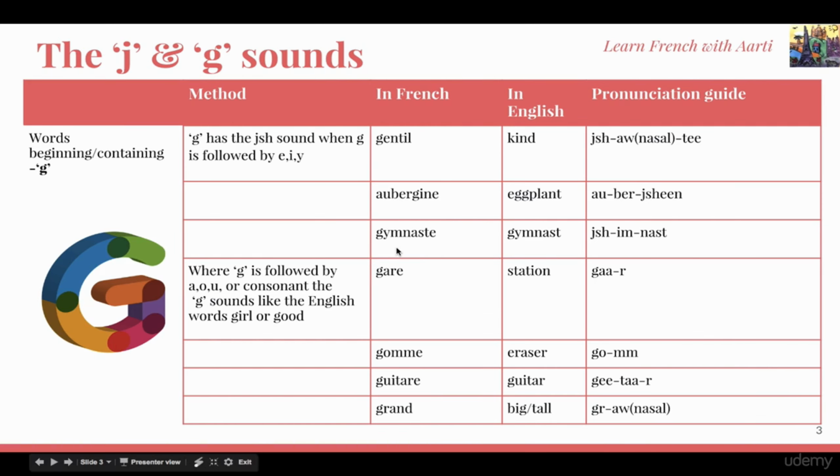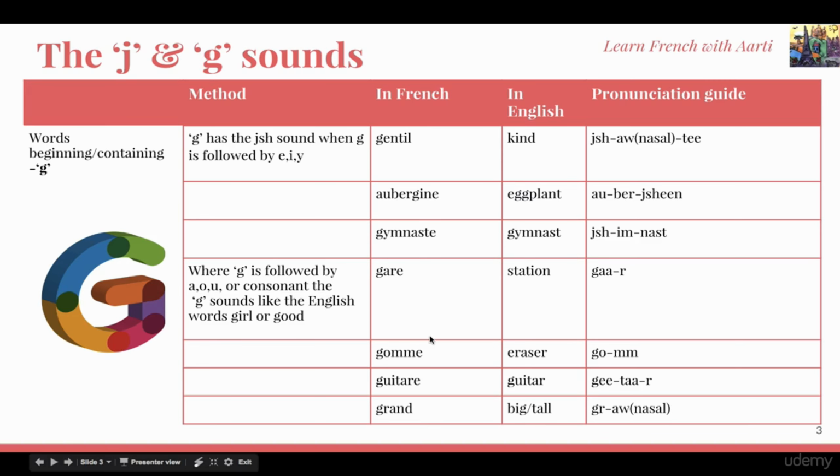Next, where G is followed by A, O, U, or a consonant, the G sounds like the English words girl, good, or get. It's got the G sound. Let's look at some examples. Gare, which means station. It's followed by an A.